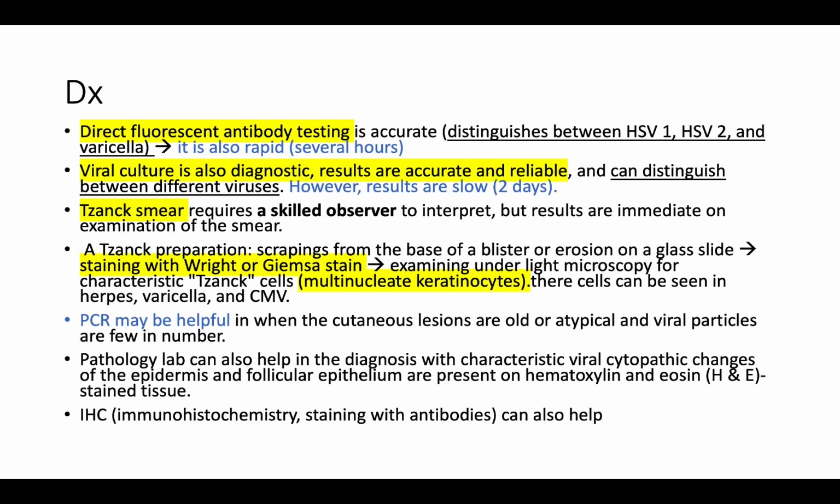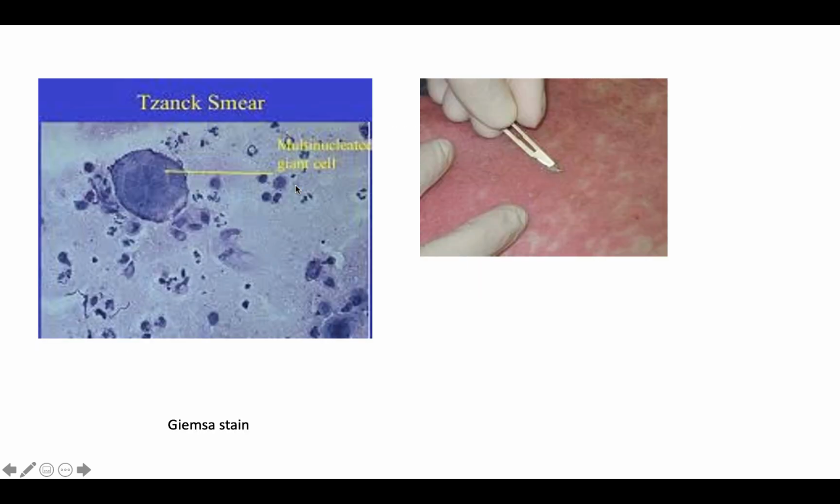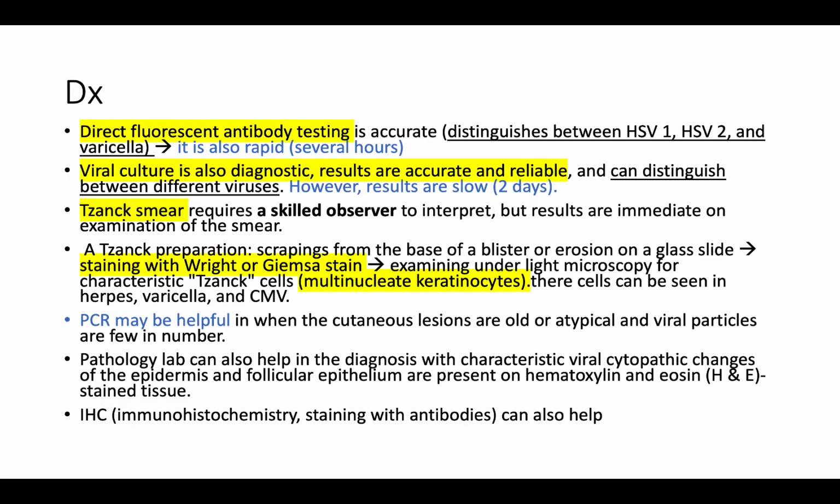So one of the things that you can do is a Tzanck smear. The Tzanck smear is taking a small part of the eruptions and then looking for multinucleated giant cells. Multinucleated giant cells are a coalition of cells; they coalesce and fuse together, and then they form this giant cell. This is characteristic for viral infections. So if you see it, then that can tell you this is a viral infection, and most likely you will be right. But the problem is it requires a skilled observer.